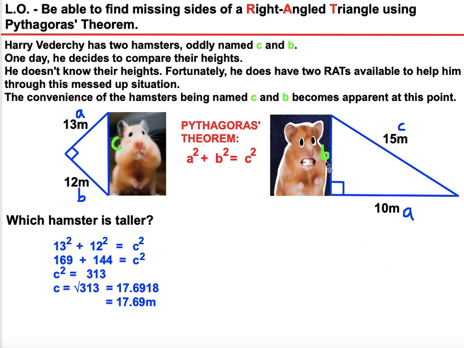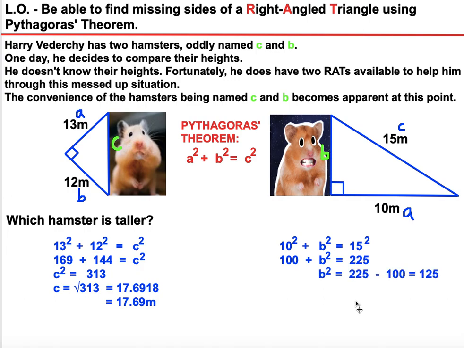So now we're going to have a look at hamster B to see how tall that is. The first line of working out here is going to be 10 squared plus B squared equals 15 squared. We need to manipulate Pythagoras' theorem here, but it's always a good idea to write down what you know. We've substituted in A and we've substituted in C, and we need to find out the value of B. So 10 squared is 100, plus B squared equals 15 squared, which is 225.